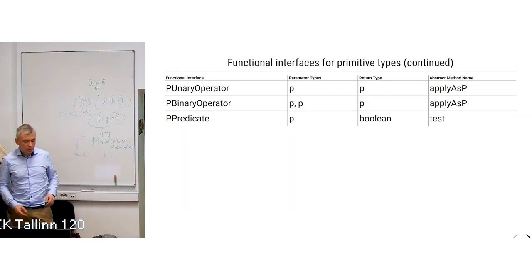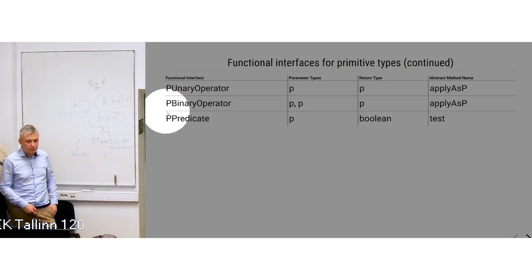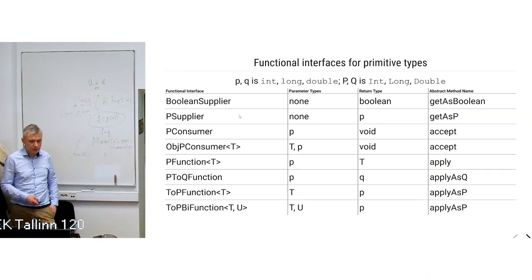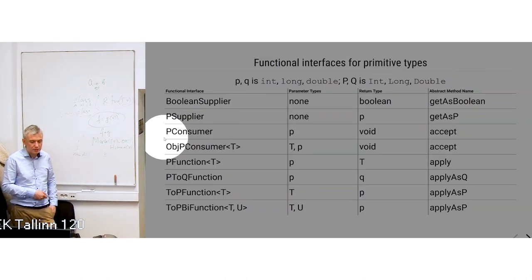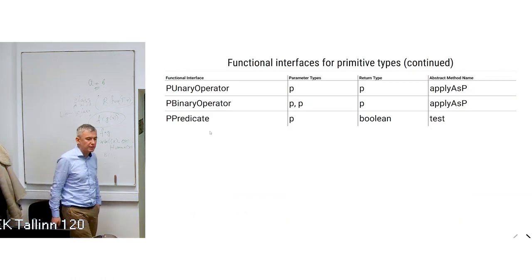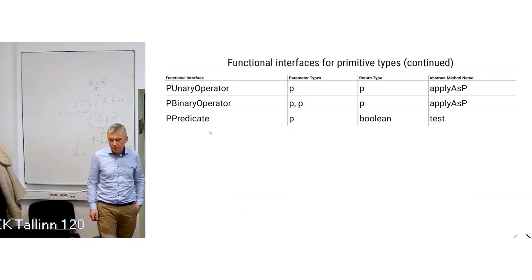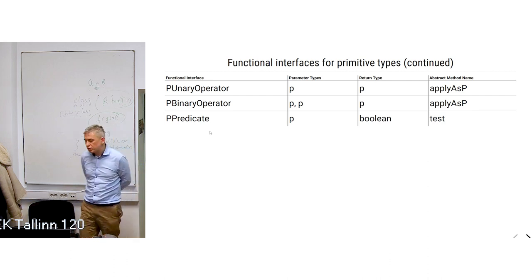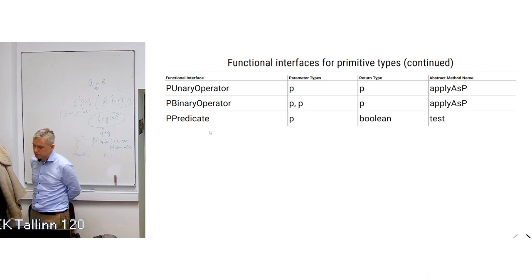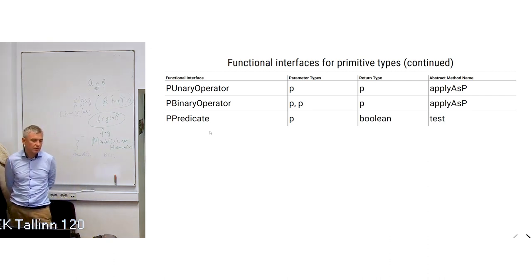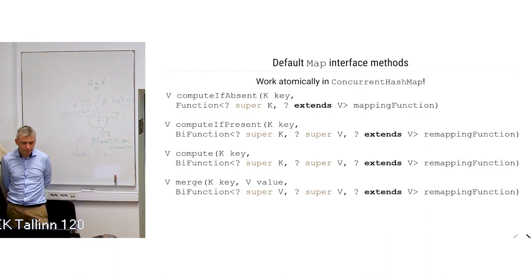But in order to save resources, I can utilize IntPredicate from the standard library. So it's actually not a primitive supplier or consumer; it might be IntSupplier, LongSupplier, or DoubleSupplier. These were made because of the restrictions of generics, and hopefully future versions of Java will get rid of them and we will be able to use Predicate of int.